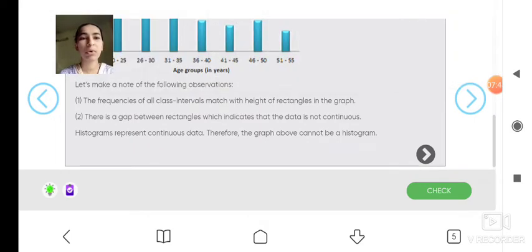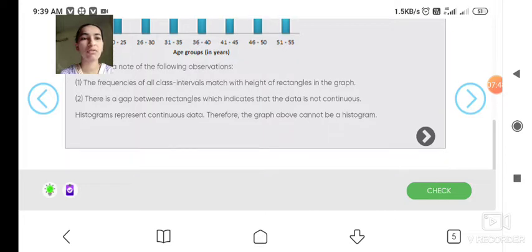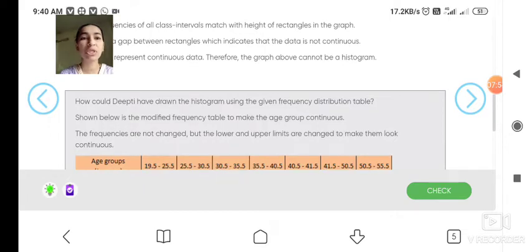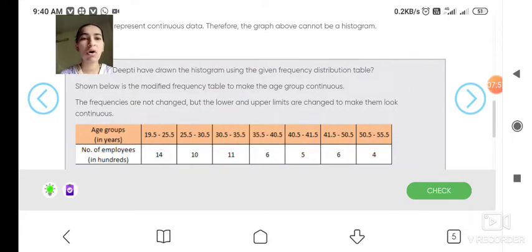So a histogram represents continuous data. Therefore the above statement cannot be a histogram. So how should Dipti have drawn it? She has to draw it like this.